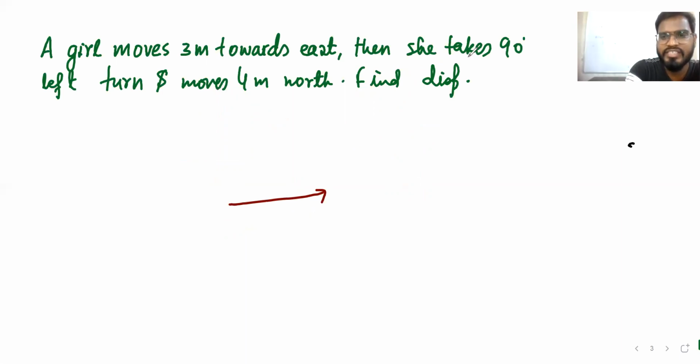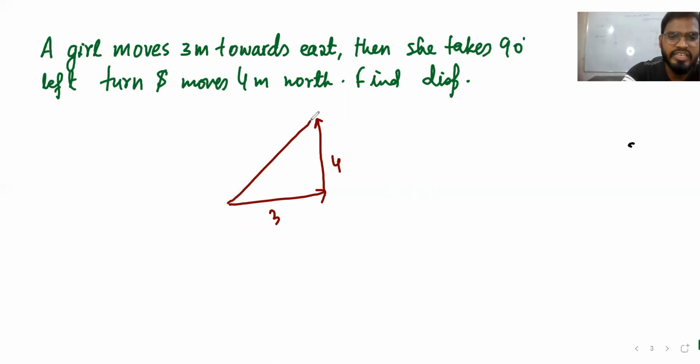And then what? Then she takes a 90-degree left turn and moves 4 meters towards north. Find the displacement. First is 3, second is 4, right? So obviously the result is going to be this. 3 square plus 4 square, so it is going to be what? 5 meters. That's it, guys.